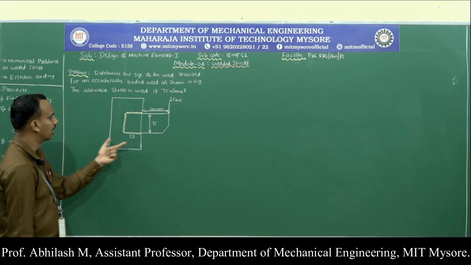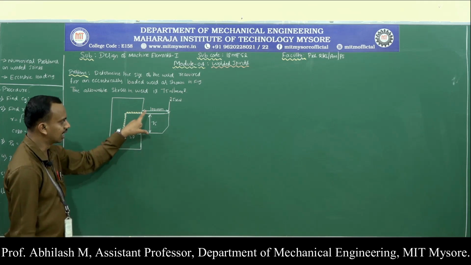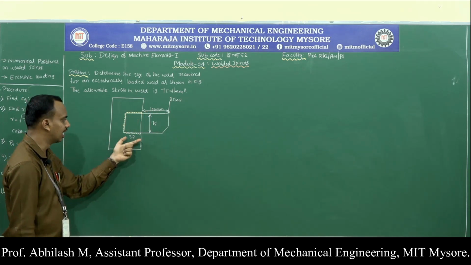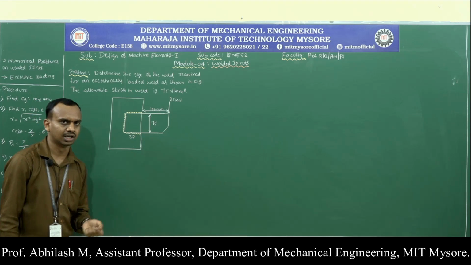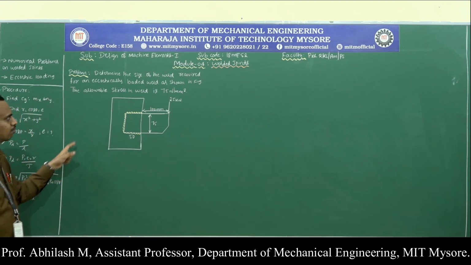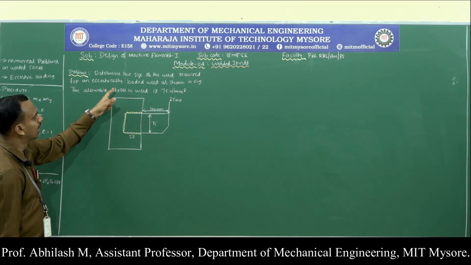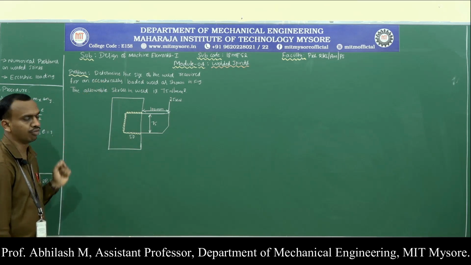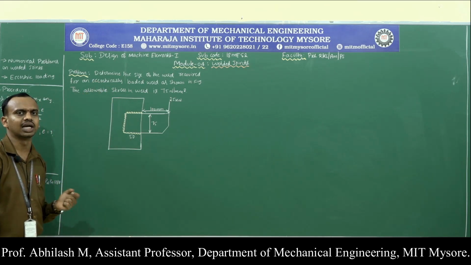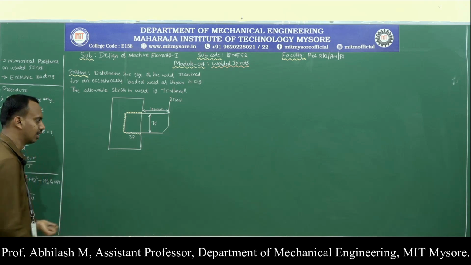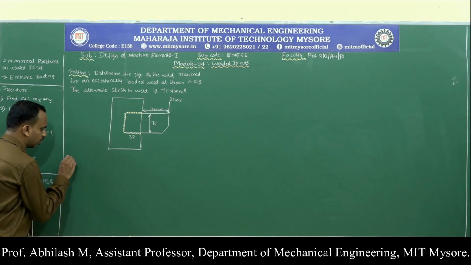Similarly, they have given the width as 75 millimeter and the length of the weld as 50 millimeter. So using this data, we are supposed to determine the size of the particular weld which is required. Basically, the W value we are supposed to calculate. So we will begin with our solution.